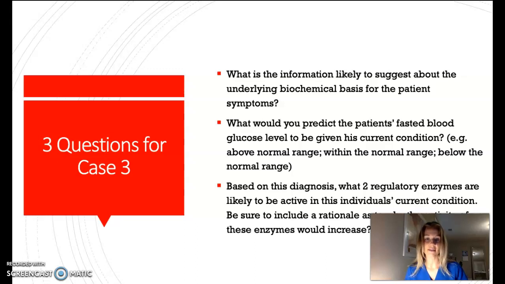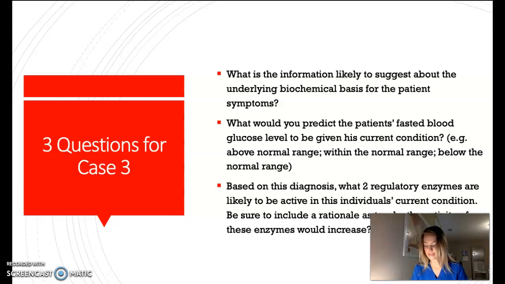And then finally, based on this diagnosis, what 2 regulatory enzymes are likely to be active in this individual's current condition? Be sure to include rationale as to why the activity of these enzymes will increase. And I said the 2 regulatory enzymes that would increase in this patient's current state with unmanaged diabetes would be phosphofructokinase and pyruvate kinase. With unmanaged type 1 diabetes, this patient will have low levels of insulin, meaning unutilized glucose in the blood that is not being transported into the cells for energy.